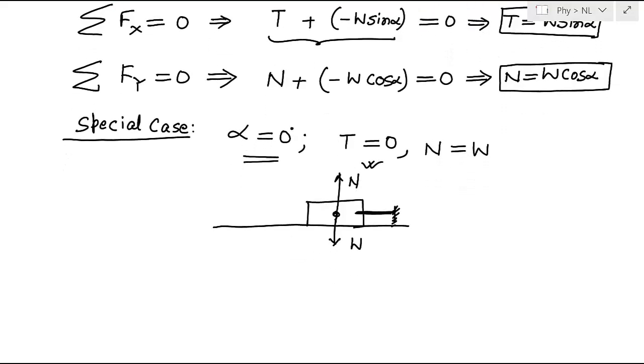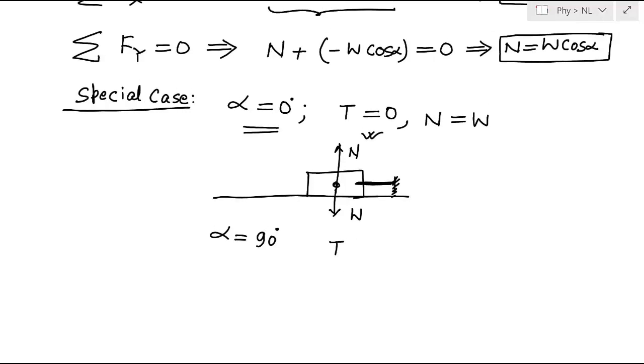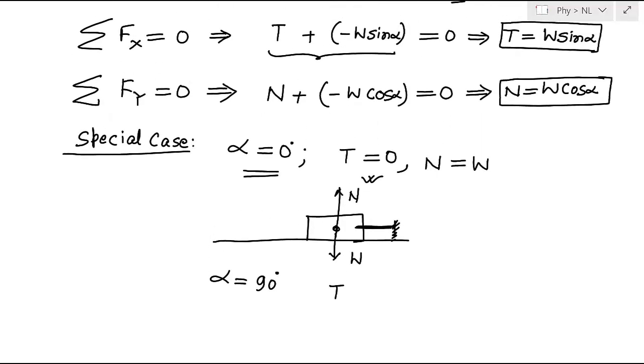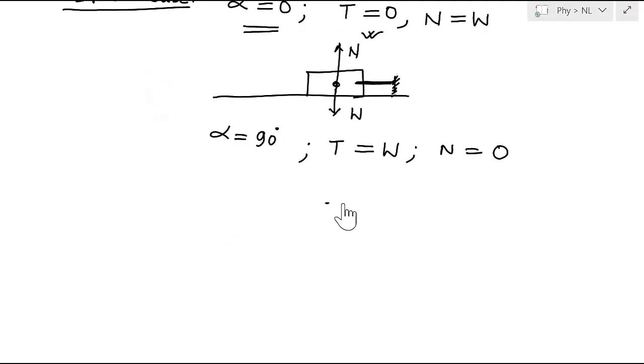Now what about if alpha is equal to 90 degrees? In that case, T is W sin alpha. Sine 90 degrees is 1, so T is equal to W. And what about N? In this case, N will be W cos 90, and cos 90 is 0, so this is 0. Now how will this look? If alpha is equal to 90 degrees, this means your car is hanging something like this.